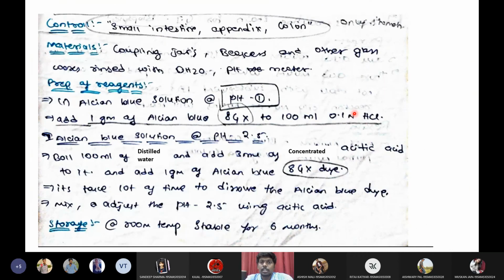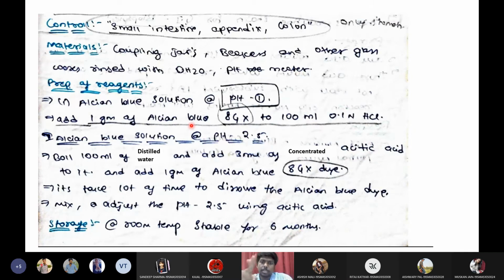Then for all special stains we need a control. In this case, the control will be small intestine, appendix, or colon. Control means this is a known sample. So we can use small intestine, appendix, or colon as a known sample, which can be used as a control for this test. Then materials required are coupling jars, beakers, and some glassware for preparation of these reagents.